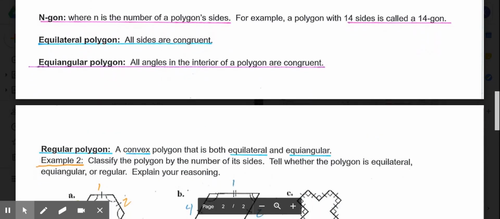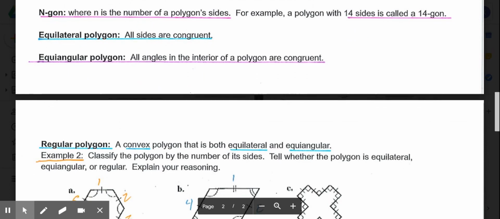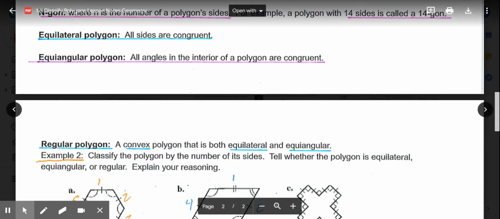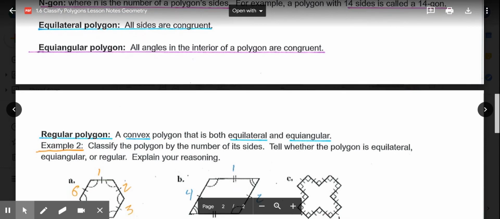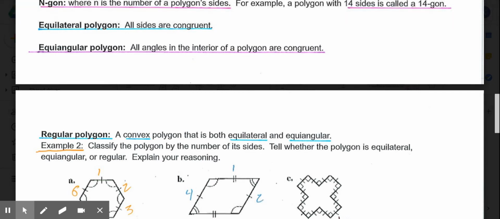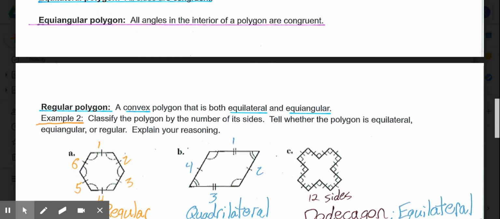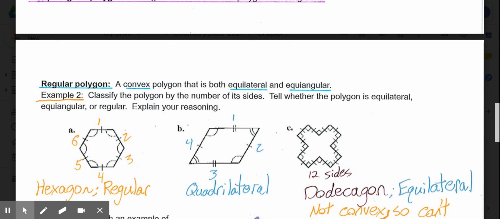If a polygon is convex and both equilateral and equiangular, it is known as a regular polygon. So a regular polygon first is convex, then we know all the sides are congruent and all the interior angles are congruent. So example 2 asks us to classify the polygon by the number of sides, then tell whether it is equilateral, equiangular, or regular.